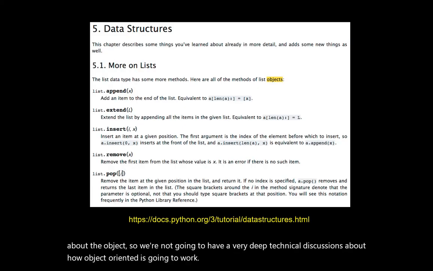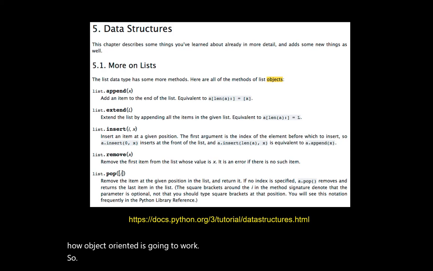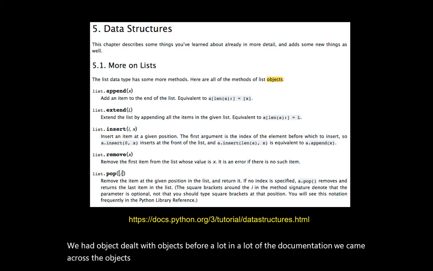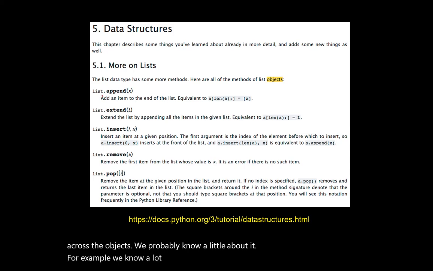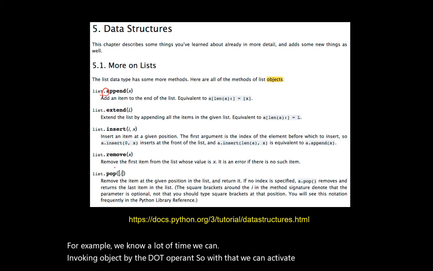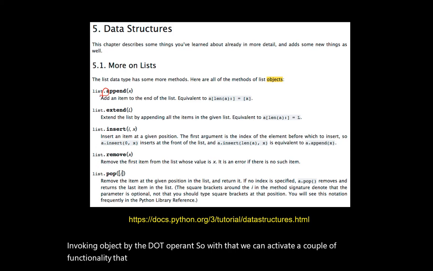So we dealt with objects before. A lot of the documentation we came across involves objects. We probably know a little about it. For example, we know a lot of the time we can invoke an object by the dot operator. So with the dot, we can activate a couple of functionalities that are related to, in this case, a list, for example.